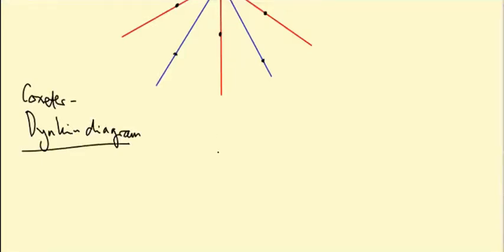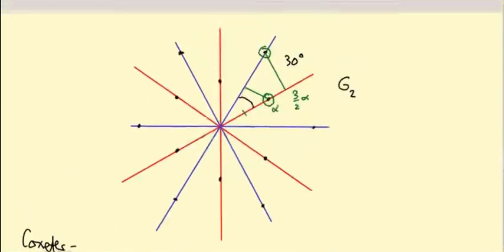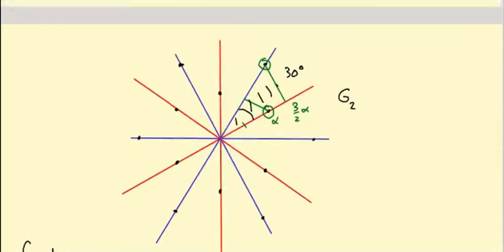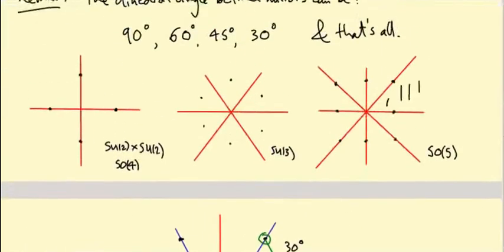So what do? Well, you pick your favourite Weyl chamber. So in these examples, you know, this would be a Weyl chamber. This would be a Weyl chamber. This would be a Weyl chamber. This would be a Weyl chamber.